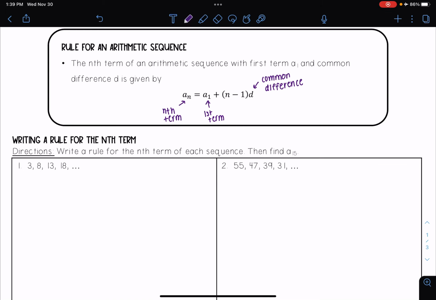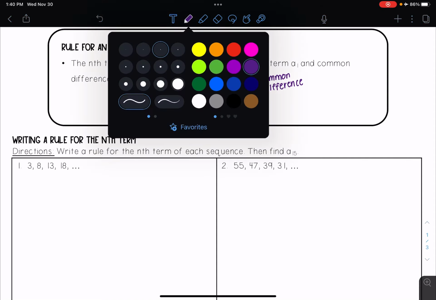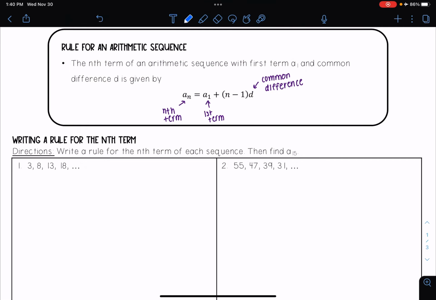And something else that we notice with this is that this is actually a linear function. So if I were to go ahead and distribute the d in there, and rewrite this, I have an is equal to dn plus a1 minus d. And so you can kind of compare this to y is equal to mx plus b, where d is kind of like your slope, and this a1 minus d is your y-intercept.